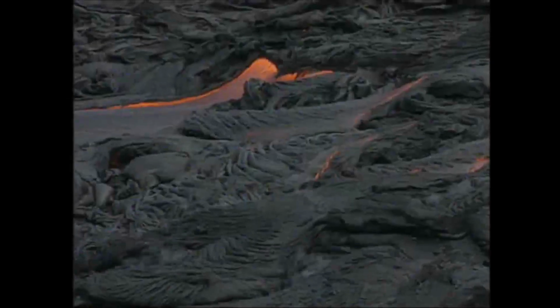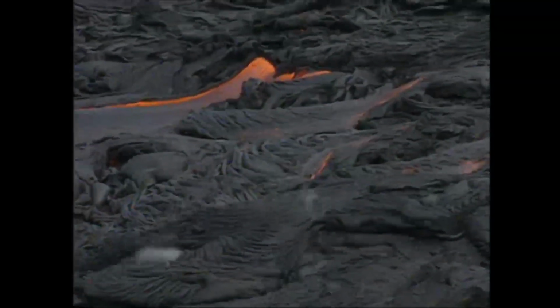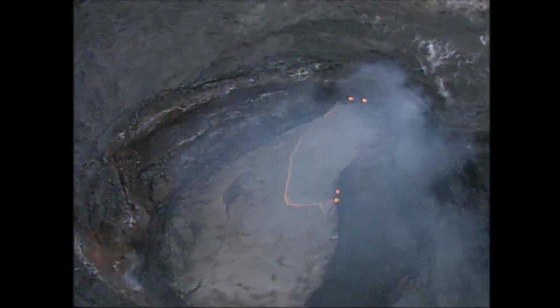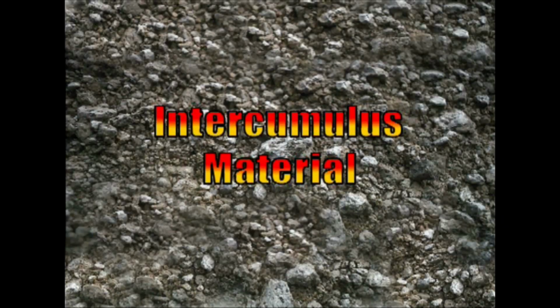Primocryst: a crystal that nucleated and grew within the magma. Cumulus crystal: a primocryst that has become attached to the floor, walls or roof of a magma chamber. Intercumulus material: the product of solidification of primary liquid originally trapped within cumulus crystals.